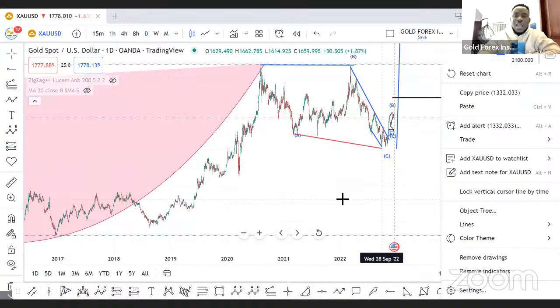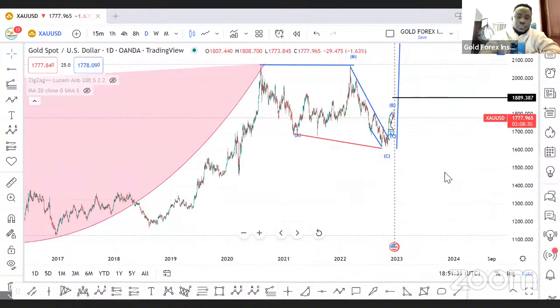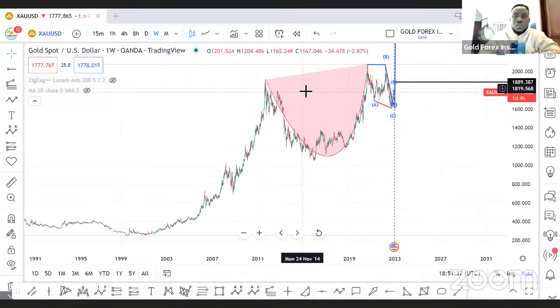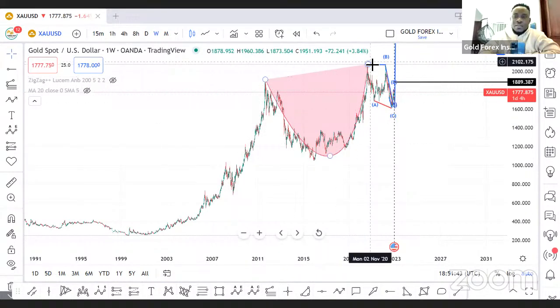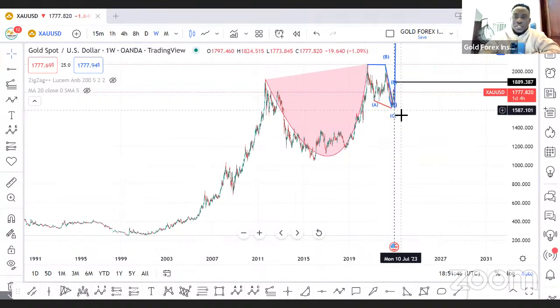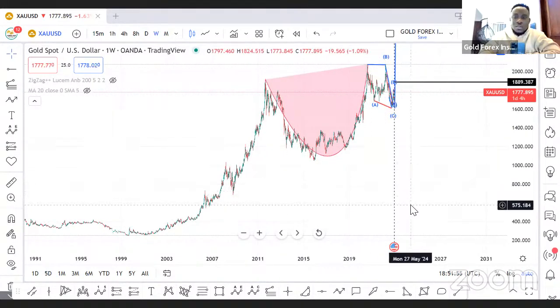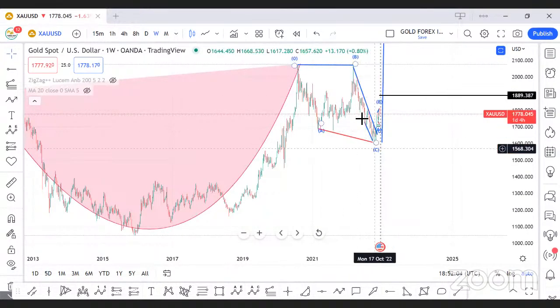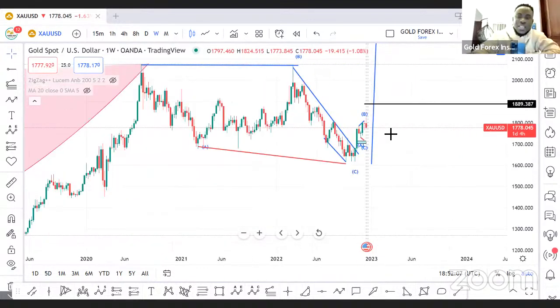I saw this cap and handle. So this one, if this cap and handle has the handle forming a flat correction, it goes up. But if it's not seen as a handle and it's seen as a harmonic pattern, then I'm going to see a long sell. But since this one has broken the handle, the ABC flat correction, it has broken the C leg, then that means that it's in a buy trend.